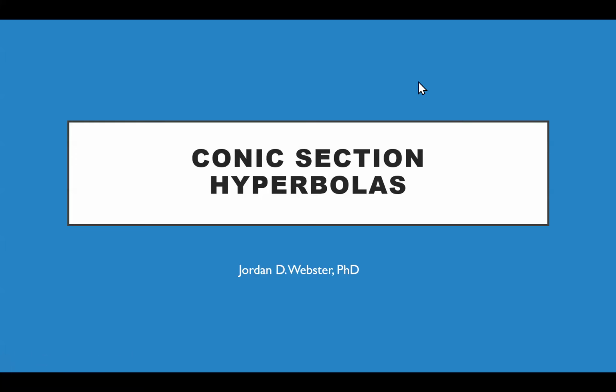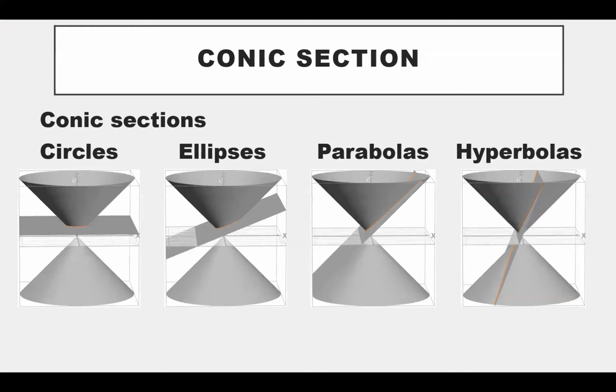In this video, we're going to take a look at the conic section of hyperbolas. Now, this is a part of a series where we talk about a lot of different conic sections like circles, ellipses, parabolas, hyperbolas. All of the conic sections are formed by the intersecting of a cone and a plane. In particular, hyperbolas are formed when that plane passes through both sides of the cone. So we're going to get two separate pieces that form a single hyperbola.